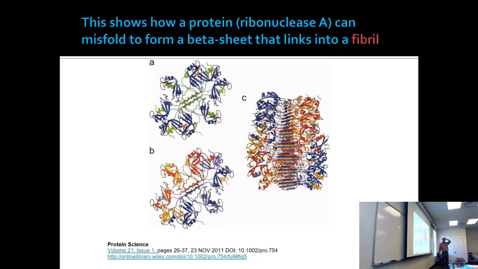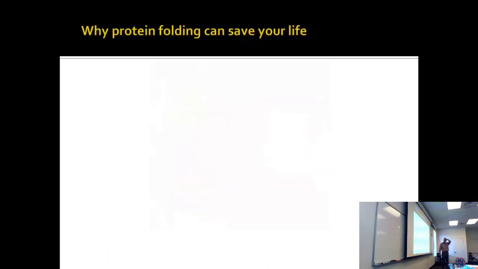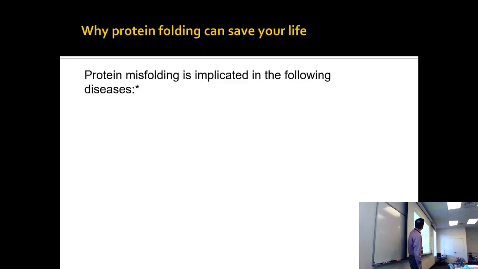So this potential is always there. Because beta structure is open at each end, it has a propensity to be able to misfold. This is why protein folding can save your life, because it can actually treat these diseases. If there are problems with misfolding, maybe we can come up with some way to understand that structurally and then stop it from happening. So it's implicated in the following diseases.